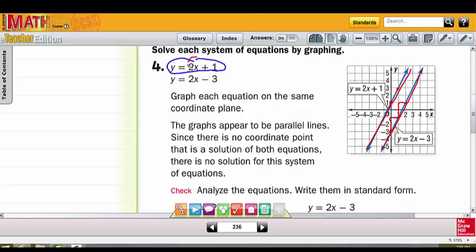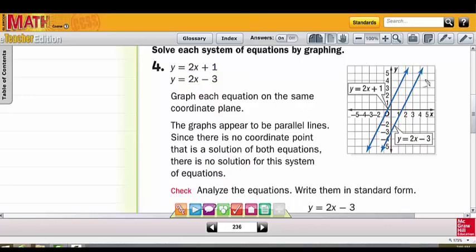Let me say that again. Look at it. You should have seen it right here. They have the same slope. The same slope means the lines have the same slant, the same tilt. Therefore, they're never going to intersect, and we have 0 solutions. So there is no solution for this system. And looking at the graphs tells us that.